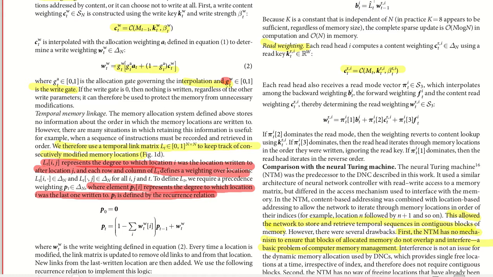So how do you define L, right? Because that's the tricky part. To define L, we need another quantity, another vector, this vector p. And p represents the degree to which location i was the last one written to, and is defined by this recurrence relation.